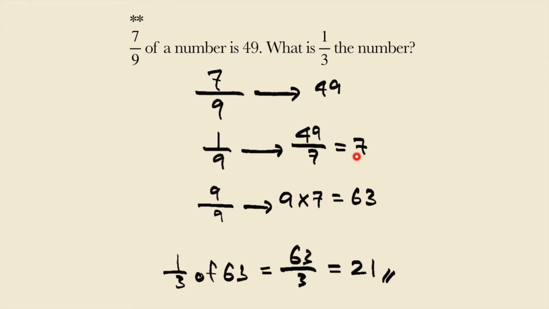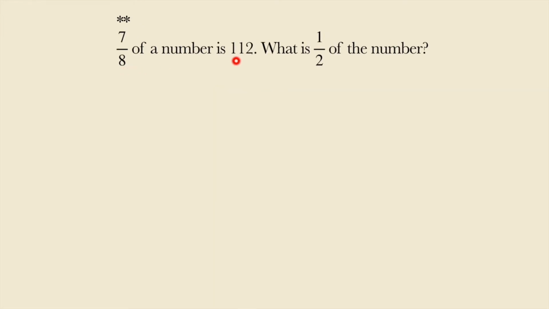So 1 unit is therefore 7. 9 units is 63. But the question is not asking for the number. The question is asking what is 1/3 the number. So 1/3 of 63 is simply taking 63 divided by 3. We get 21.